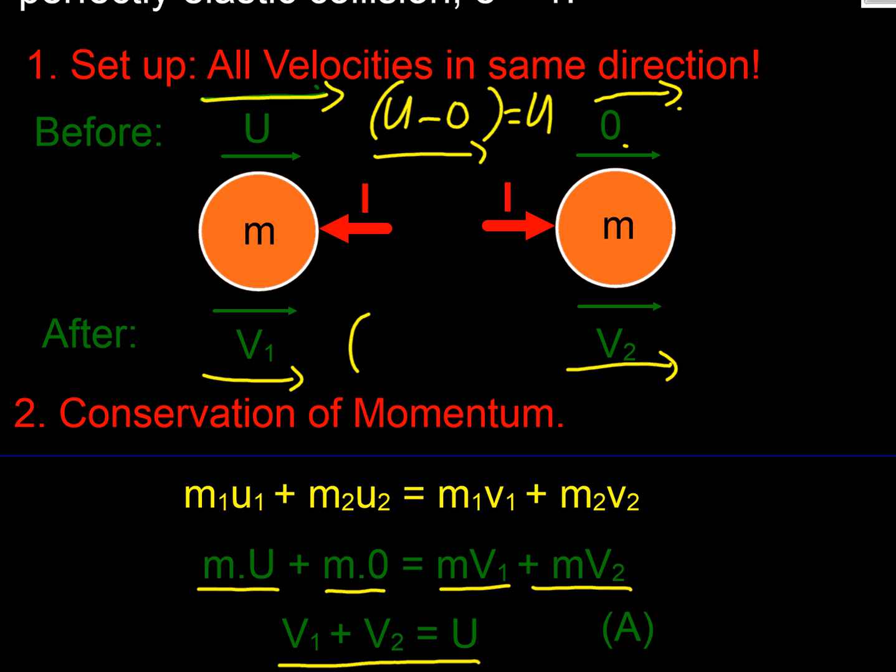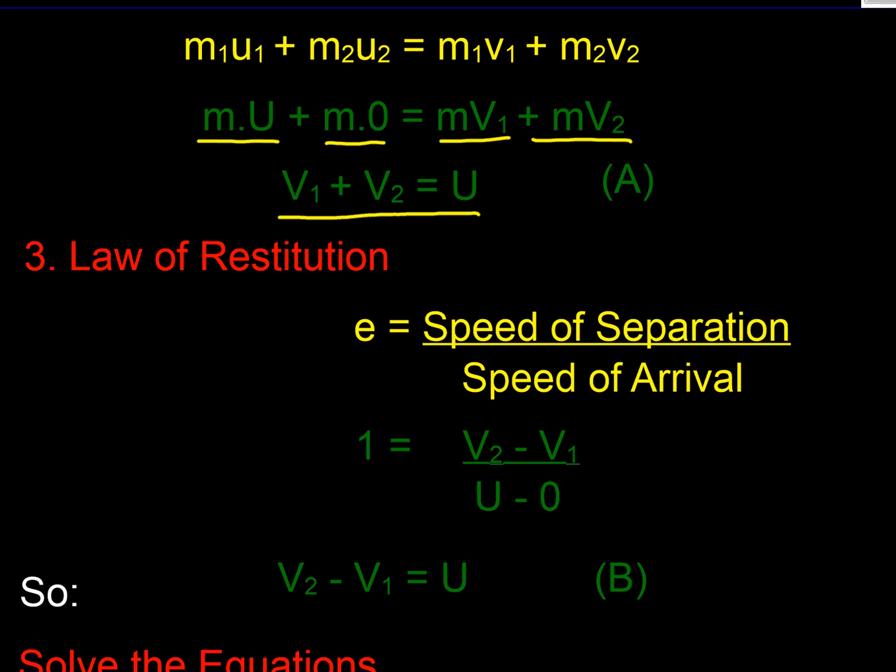What's my speed of separation? Well, afterwards, this ball's traveling at v2, but this one's traveling in the same direction, so the speed of separation is reduced, isn't it, if they're both traveling in the same direction. The speed of separation is going to be v2 minus v1. Of course, we'd expect v2 to be greater than v1, otherwise they wouldn't separate. So speed of separation is v2 minus v1, speed of arrival is u minus 0.